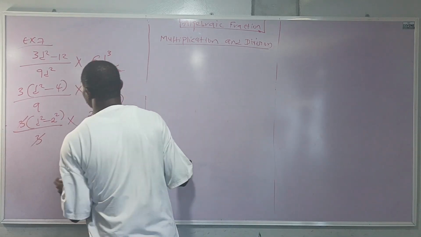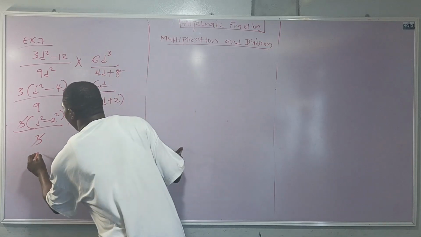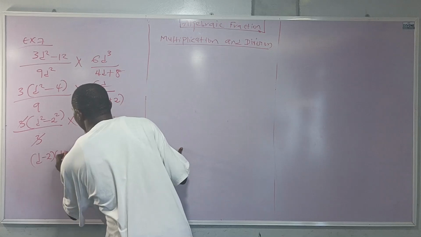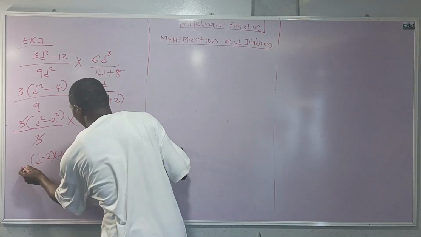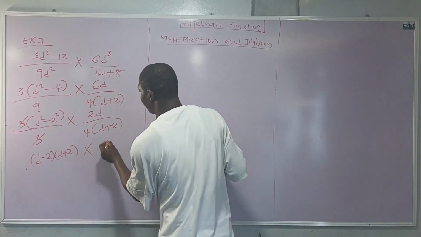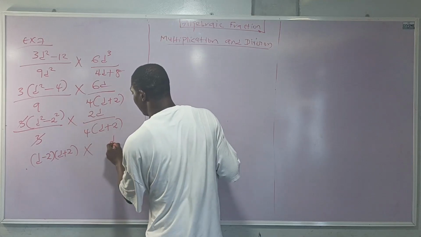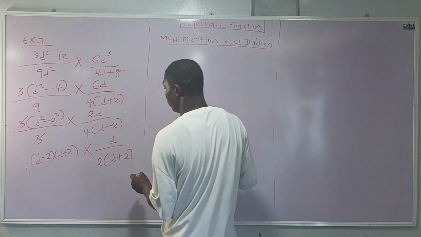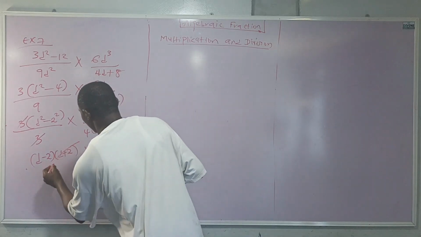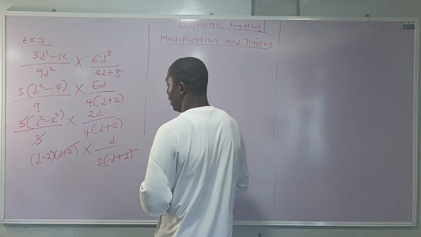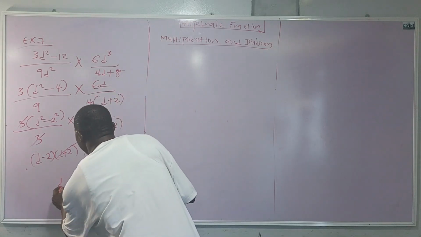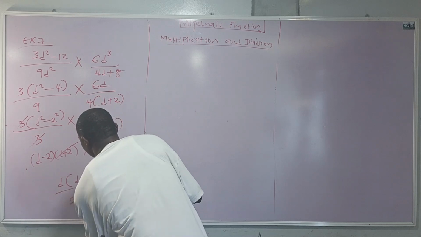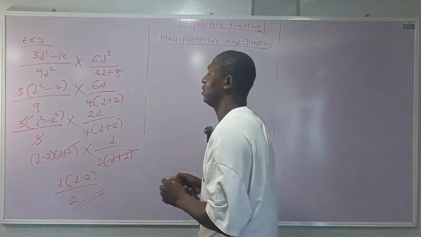This can also cancel this. And I'll have d minus 2 bracket d plus 2, as difference of two squares. Times 2 here will give me 1, and 4 here will give me 2, bracket d plus 2. And this can cancel this, and nothing left. So I have d bracket d minus 2, all divided by 2, as my final answer.